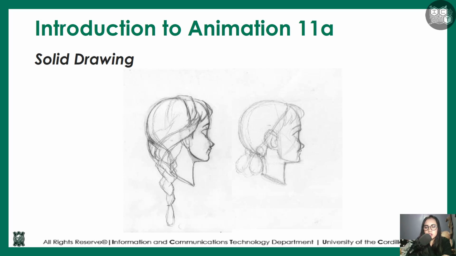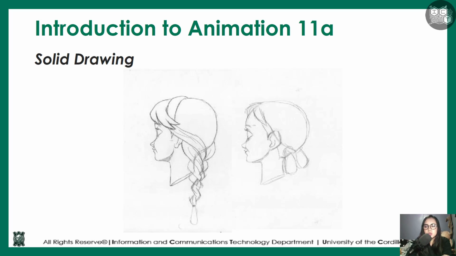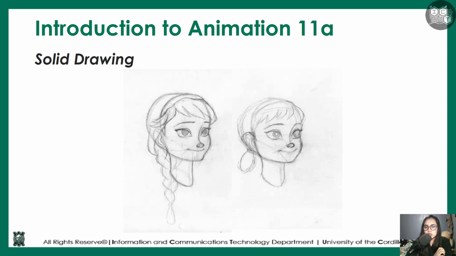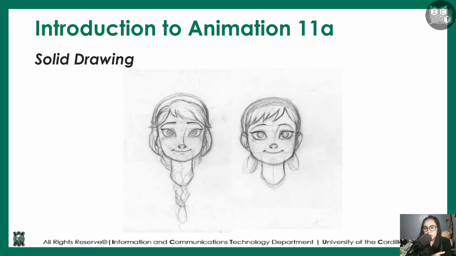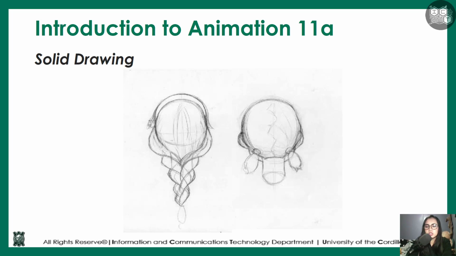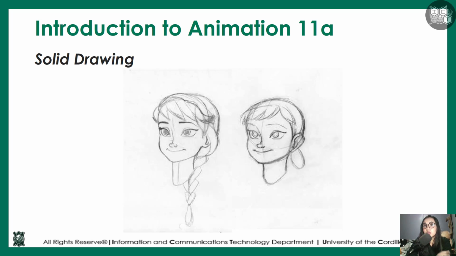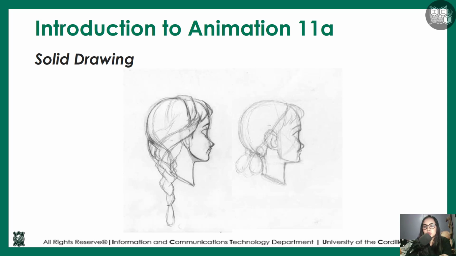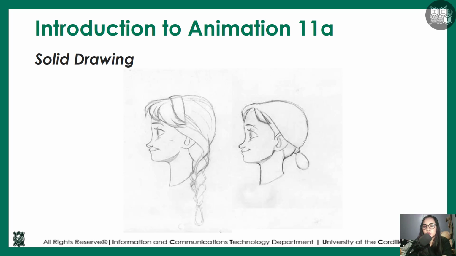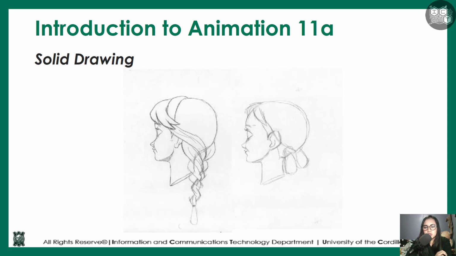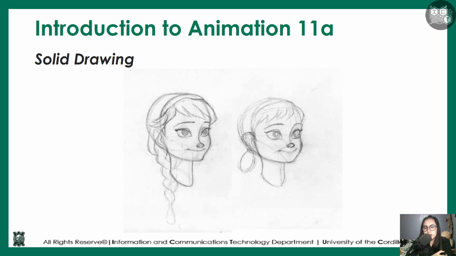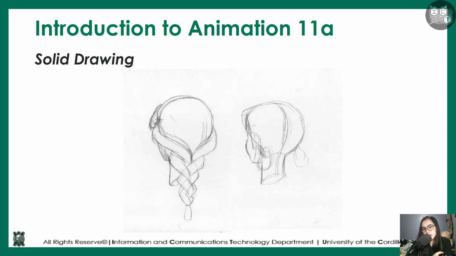So we have here an example of solid drawing. Solid drawing is actually the understanding of the idea that everything that you draw on paper, which is usually 2-dimensional, has to be viewed as three-dimensional. So even though you don't necessarily see the thickness or one of the dimensions, you have to think of it that way so that you can create these three-dimensional characters with just a 2D platform.